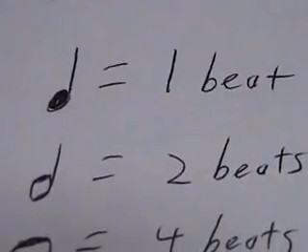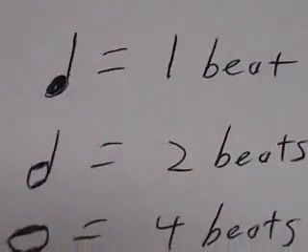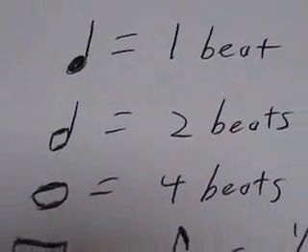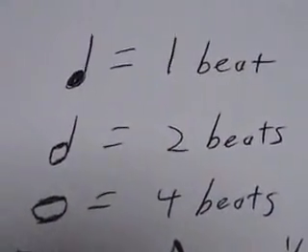So this is a quarter note, which takes 1 beat. The next one is a half note, which takes 2 beats. Half, because it would be half of a 4/4 measure. The next one is a whole note, which takes 4 beats, and it's basically a whole 4/4 measure.